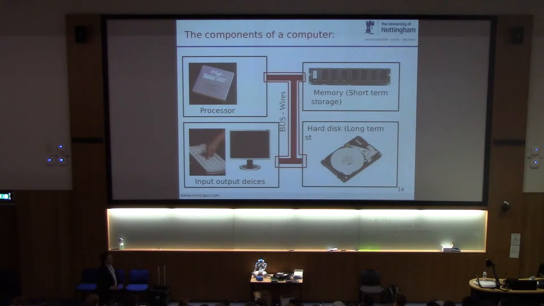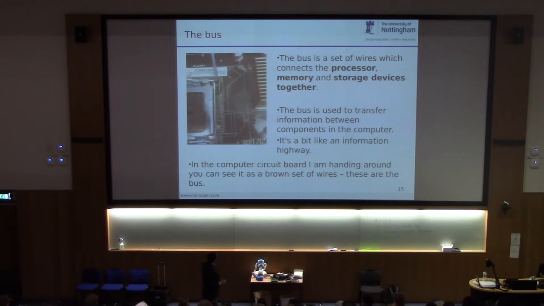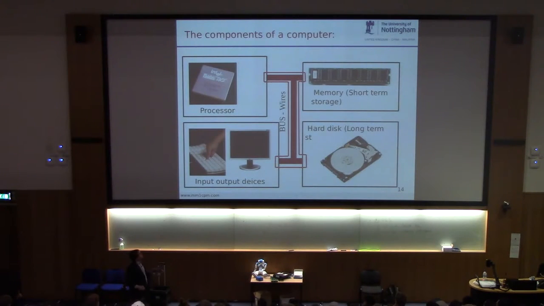Right. Next thing that we want to talk about is the bus. The bus is a set of wires that basically join all these components together, like an information superhighway. And it is literally a set of wires. If the processor wants information from the hard disk, it pulls it along the set of wires. Here I've got a motherboard. And if you look on the motherboard, you can see there's lots of brown wires if you look really closely. And that's literally the wires that are connecting all these components together.